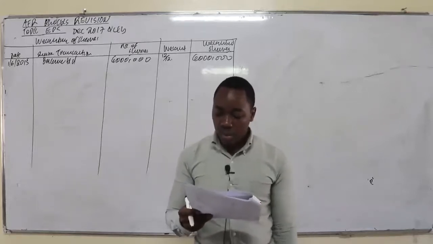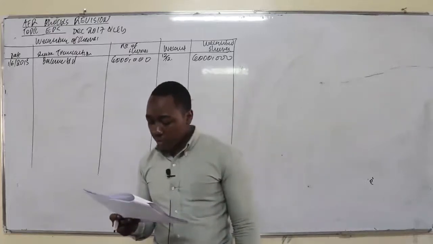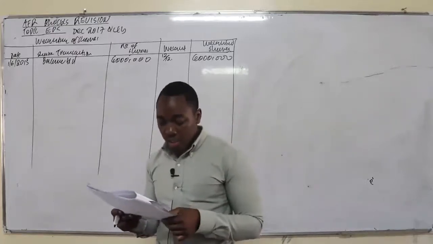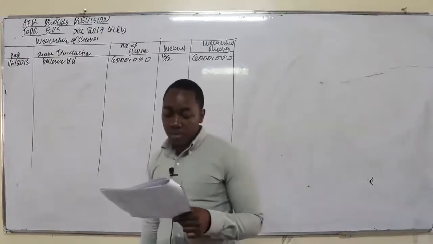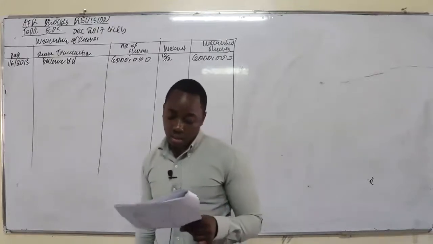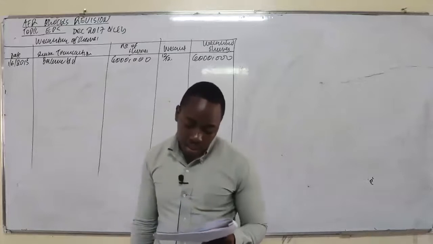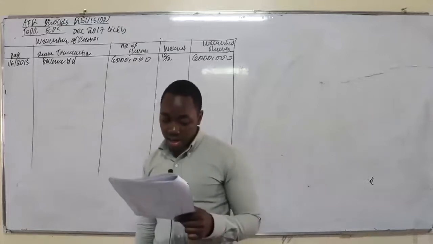So that's one of the potential ordinary shares. Shillings 5 million of loan stock was converted into ordinary shares on 1st April 2016, when the market price per share was 100 per share.